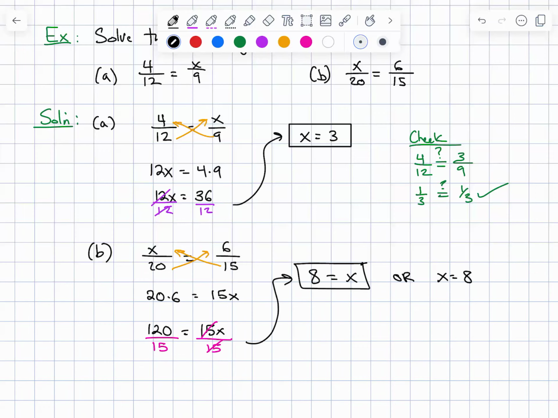Any questions on that? So once again, I cross multiplied and I did this step, but you could immediately go from here to here. 20 times 6 is 120. X times 15 is 15x. So if you want to skip that middle step, please be my guest. Any questions on that?